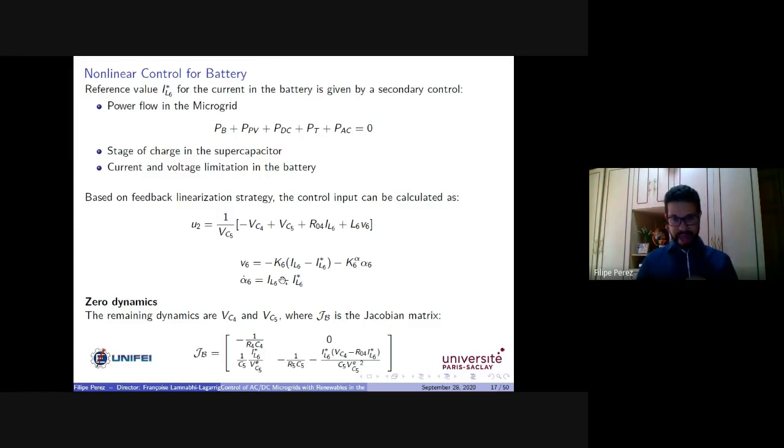So based on the feedback linearization technique, we may compute a control law such that we impose linear dynamics to the current, and the stability analysis of the zero dynamics is made locally by a Jacobian matrix where the non-controlled dynamics are VC4 and VC5.